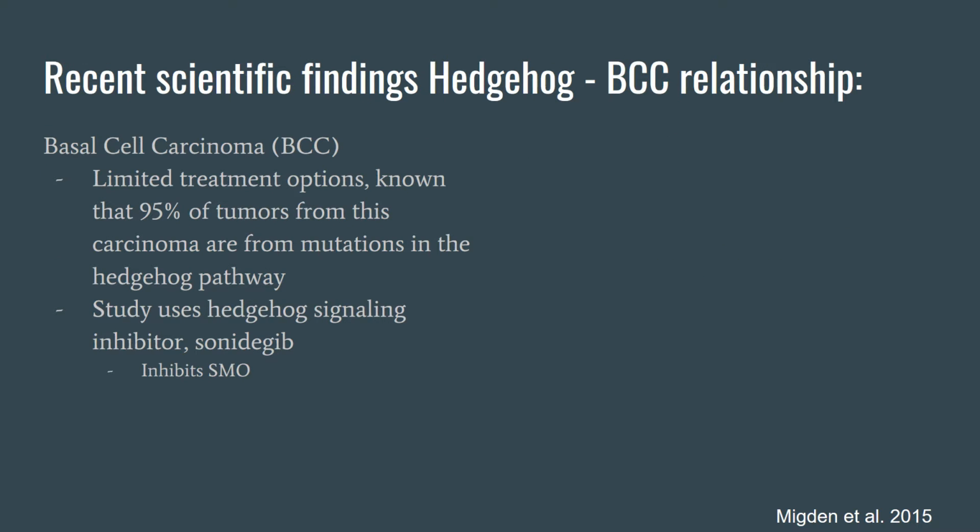The Hedgehog signaling pathway is activated in around 95% of tumors. Currently, studies are being done on Hedgehog inactivators as anti-cancer agents. One example is sonidegib, which inhibits SMO.